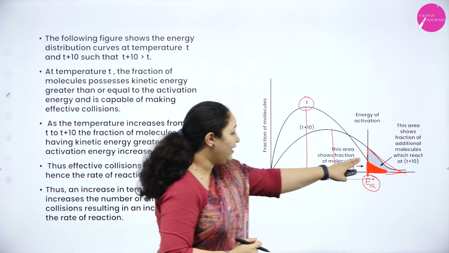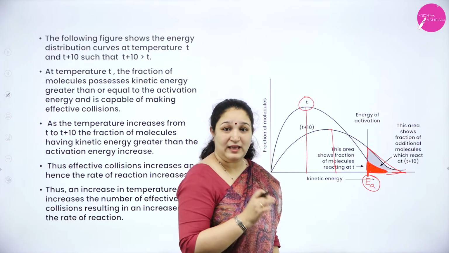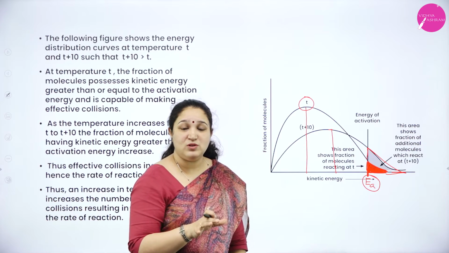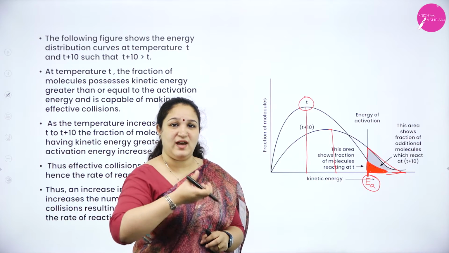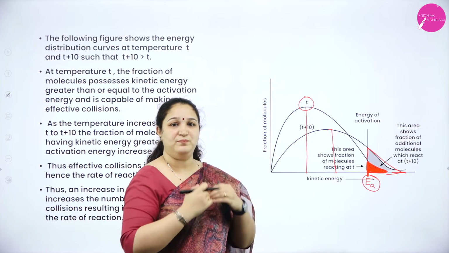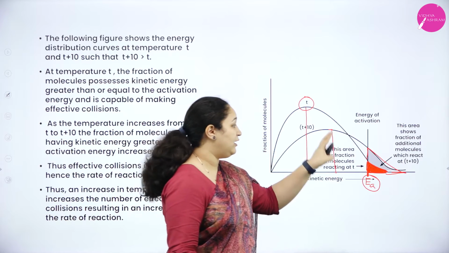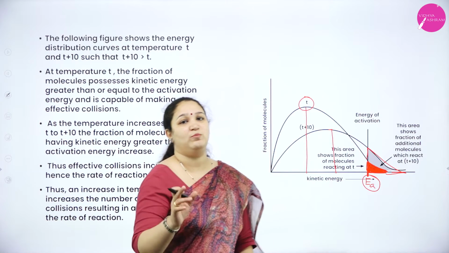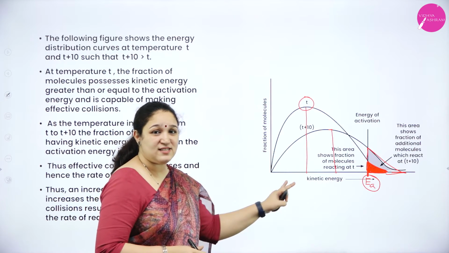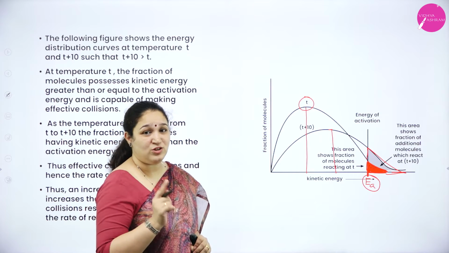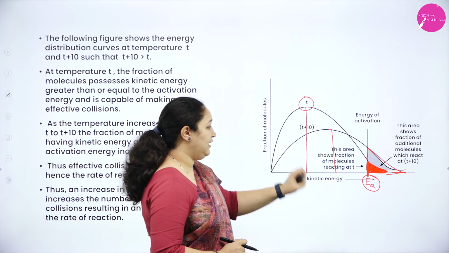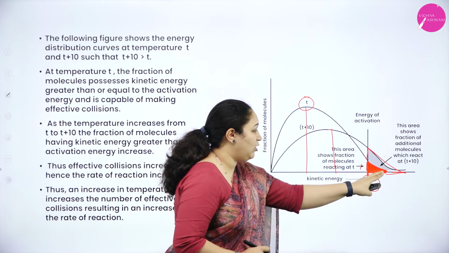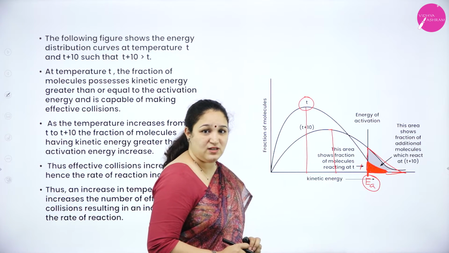Isn't it? The area under the graph is more now. That means the molecules which have taken up extra energy have reached the threshold energy level, and now all of these molecules can form products. So did you understand this graph? Yes or no? So once again, first at temperature T, this was the number of molecules which had activation energy.